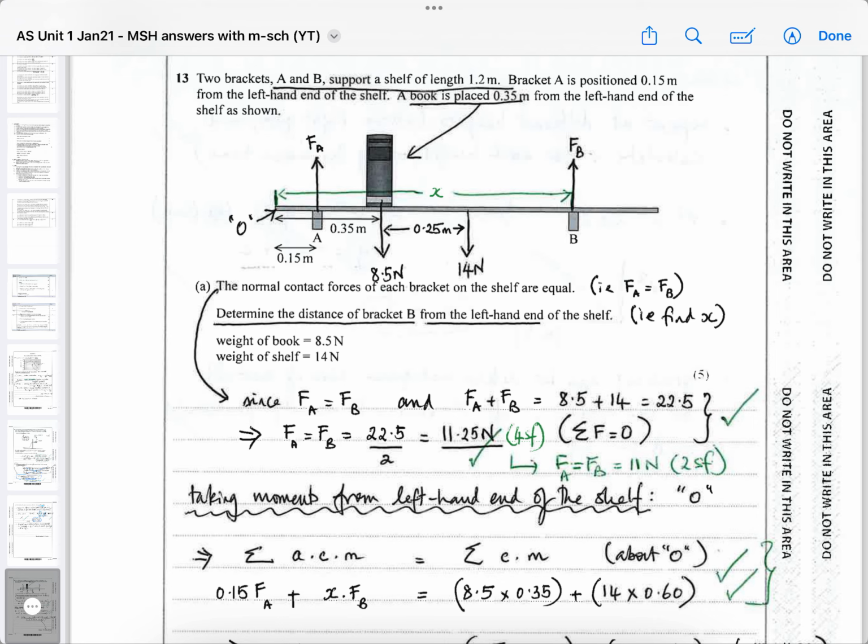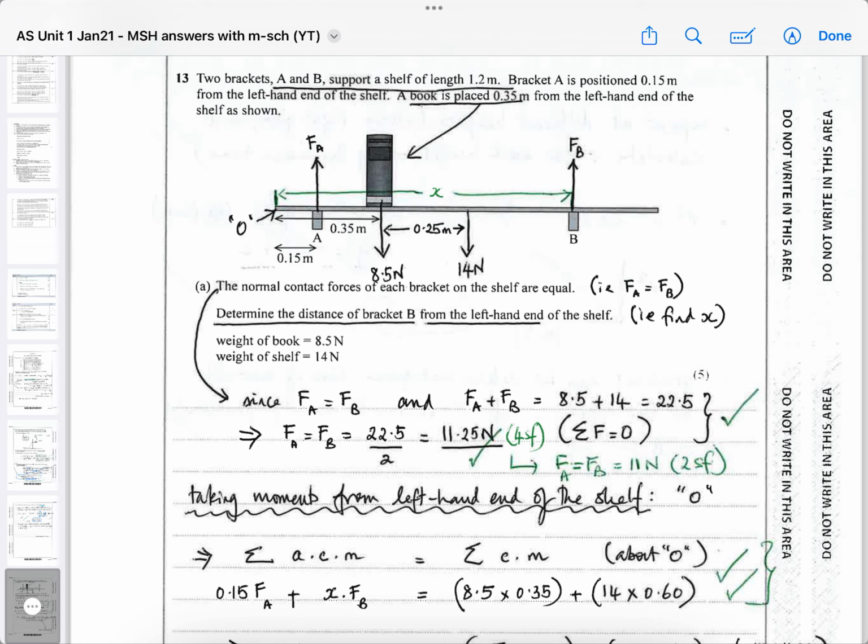So what I do is I've drawn all the forces involved and the distance that we want to work out. It says the normal contact forces of each bracket on the shelf are equal. In other words, it's saying FA equals FB on my diagram. I've called it force A and force B. I could have called it reaction A and reaction B. Okay. Determine the distance of bracket B from the left-hand end of the shelf. Now, if you think about it, we know all the distances and we know all the forces. There's only one distance we don't know, and I've drawn that in green.